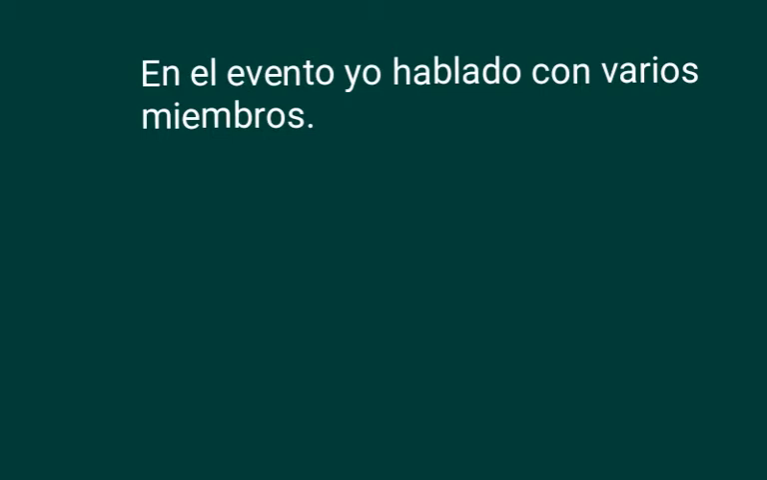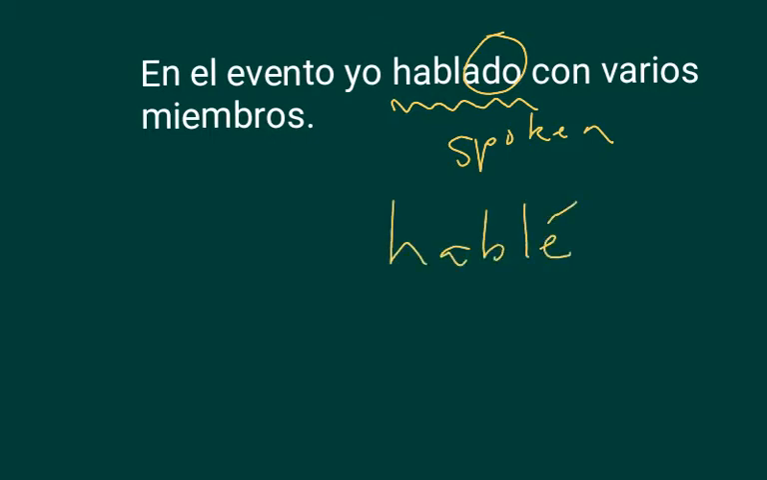This sentence has one error, and the problem is with the verb. The verb is hablar, and the writer wants to say, in the event I spoke with various members of the organization. This is the past participle. This is like spoken. So in English you wouldn't say, in the event I spoken with various members. No, you want to say I spoke. So preterite, hablé. En el evento, hablé con varios miembros. In this case, it's not really necessary to say yo hablé. It's almost too emphatic. So the best solution would be, en el evento, hablé con varios miembros.